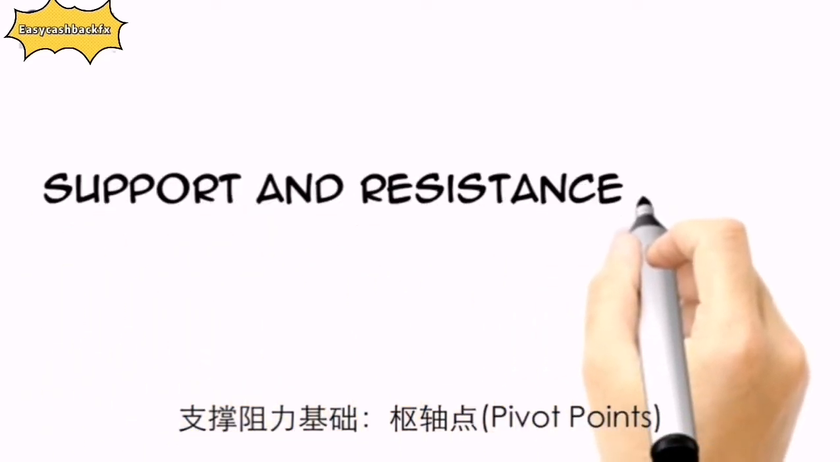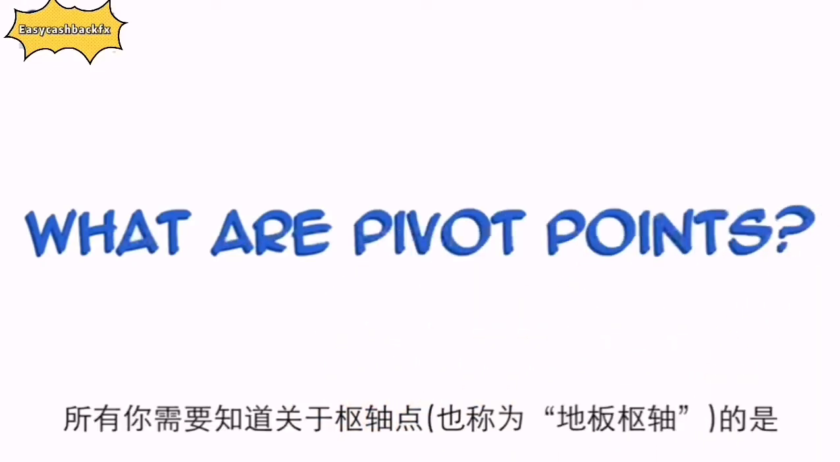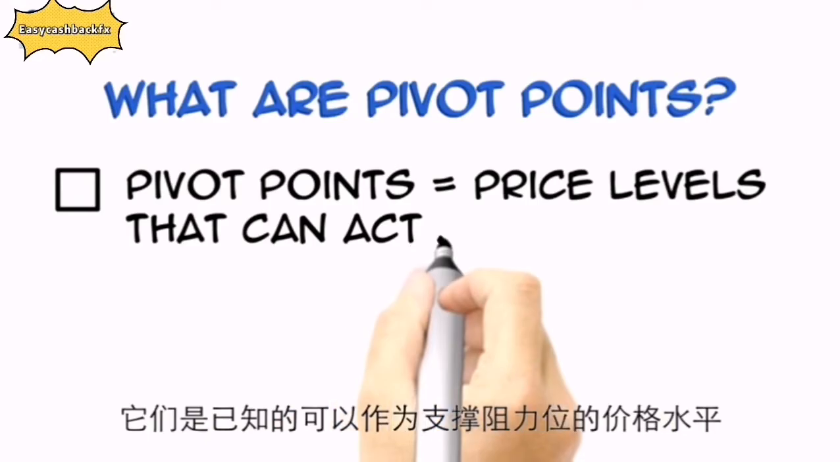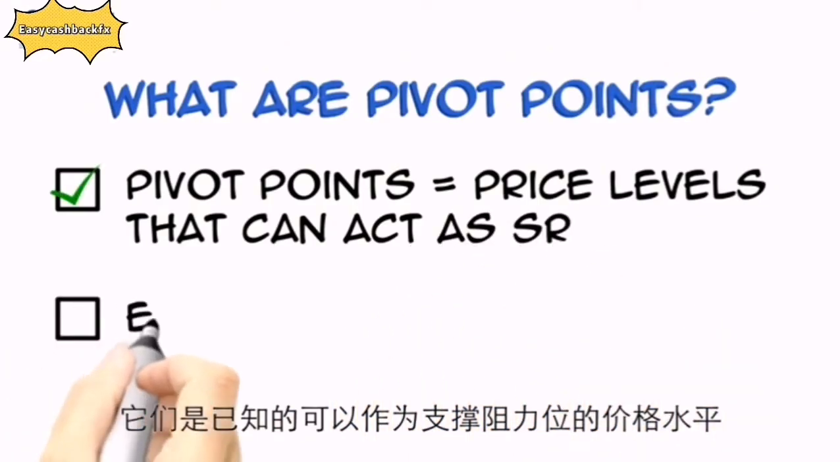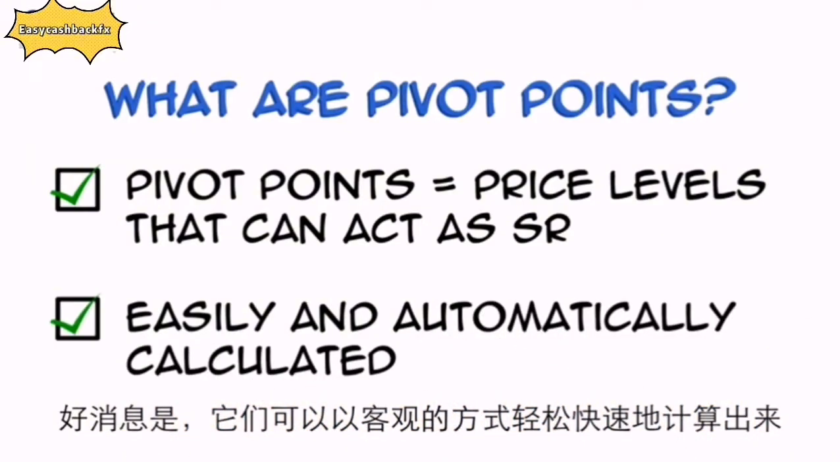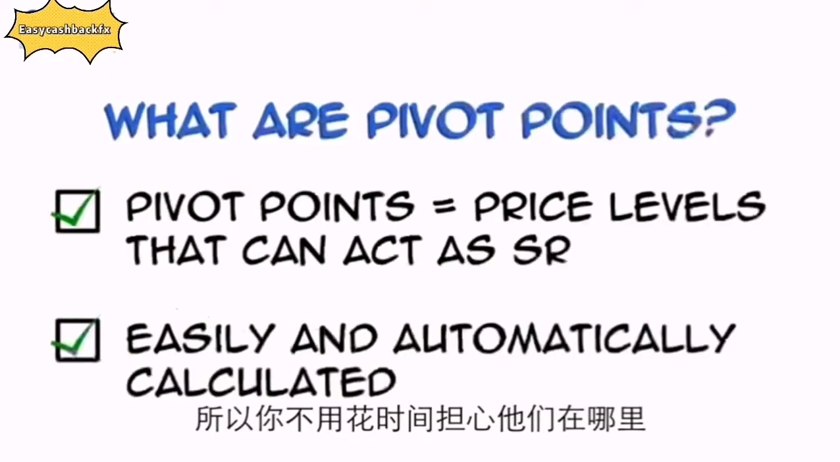Support and resistance basics. Pivot points. What are pivot points? All you really need to know about pivot points, also known as floor pivots, is that they are known price levels that can act as support and resistance. The good news is that they can be easily and quickly calculated in an objective way, so you won't have to spend any time worrying about where they are.